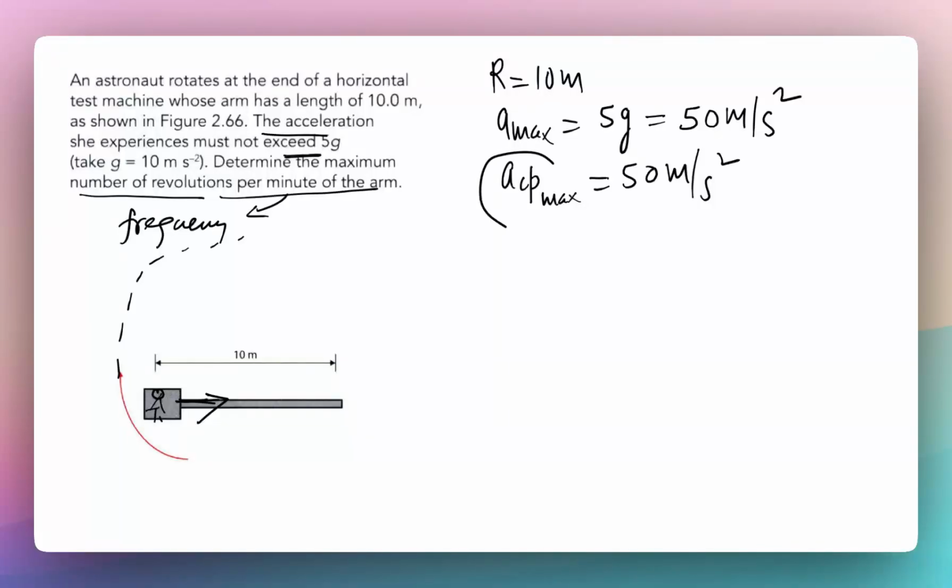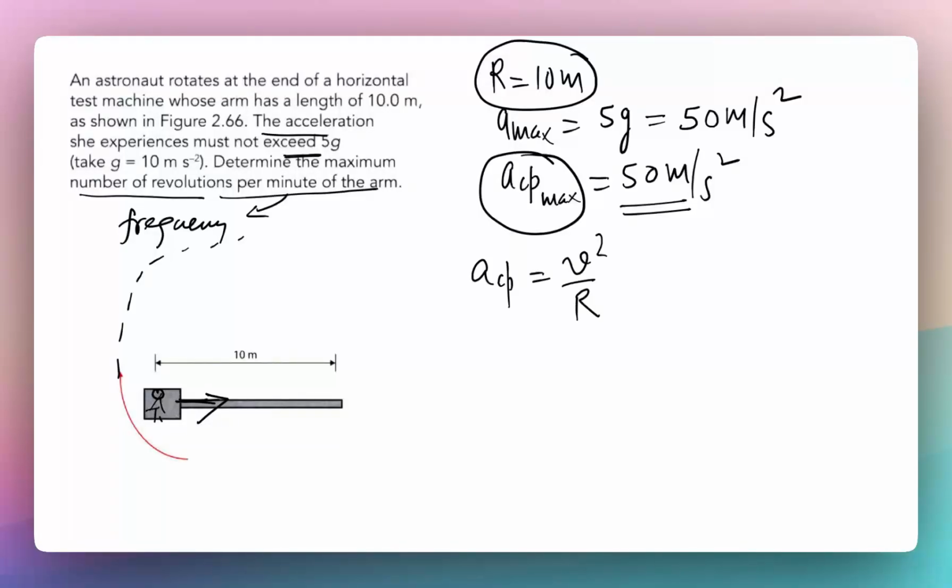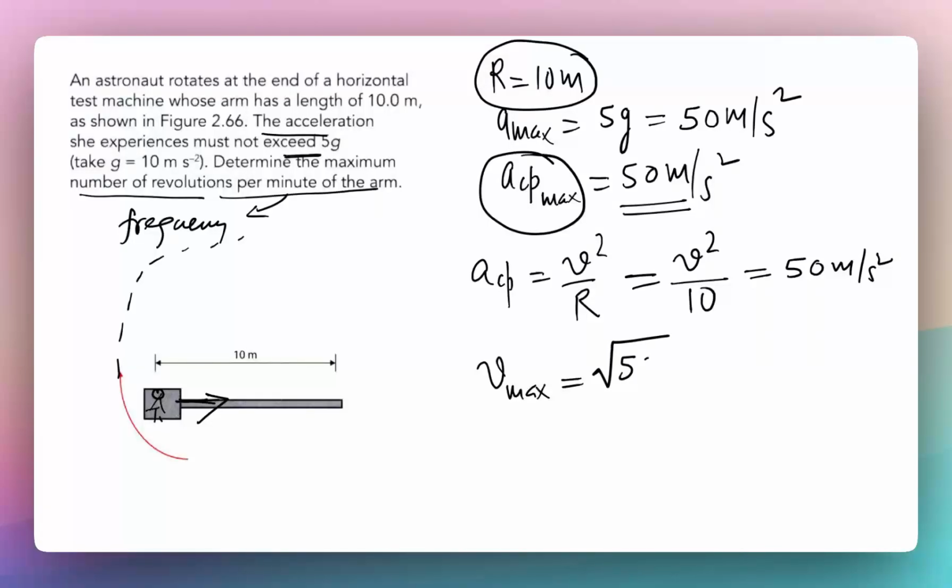So first thing first, this is a constraint where we'll start, right? So the ACP is maximum 50 meter per second square. And we know that R is also given. So we know the ACP is going to be V square by R. That is the first thing we know, right? So from there, we can calculate V square, and the R is 10, right? And ACP max is 50 meter per second square, right? So my V max squared is going to be 50 into 10. That's going to be root 500. Okay, so this is the maximum velocity, or speed rather, with which the astronaut can actually rotate.